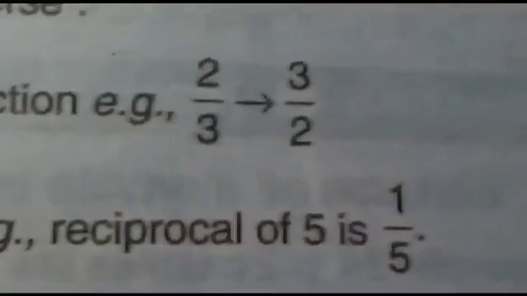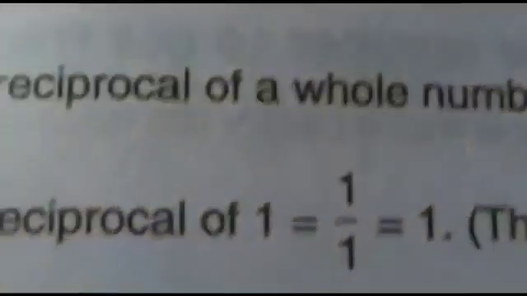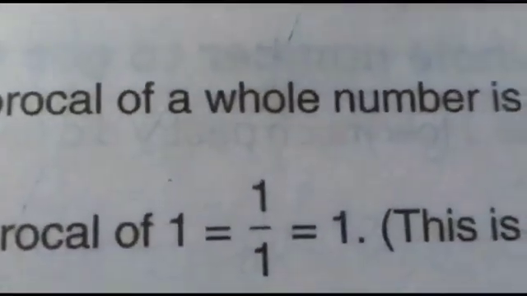And what about 0? There is no reciprocal of 0. And the reciprocal of 1 is 1 by 1, that means 1. This is the only number where the reciprocal and the number are equal. So we learn that reciprocal is also the multiplicative inverse. Here the numerator and the denominator change positions.